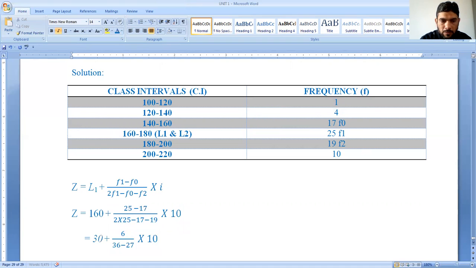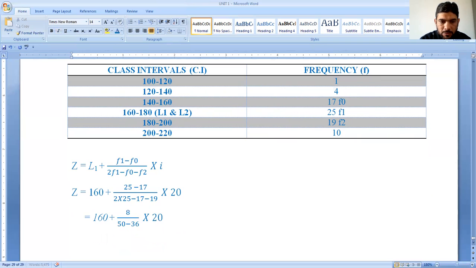It will be 160 plus 25 minus 17, that is 8, upon 50 minus 17 minus 19, that is 14. What is the difference between the class intervals? We have 160 to 180 as the class interval, so we have 20 as the gap between the class limits, that is L2 minus L1, 180 minus 160 equals 20.